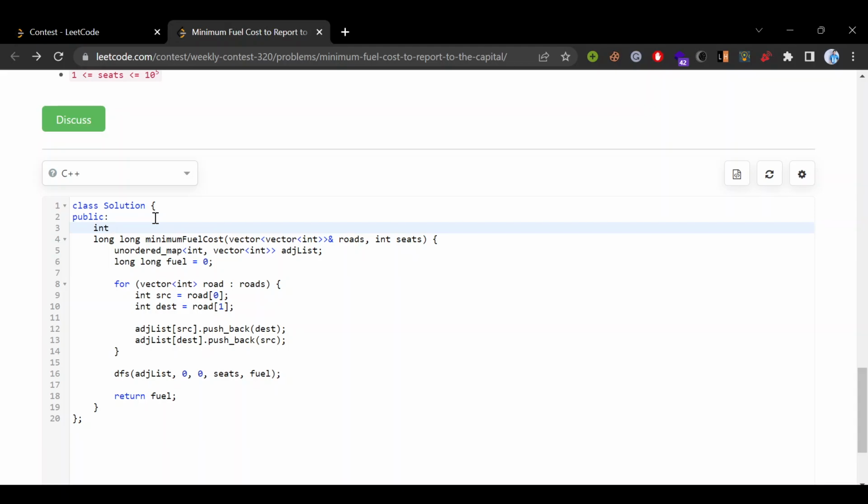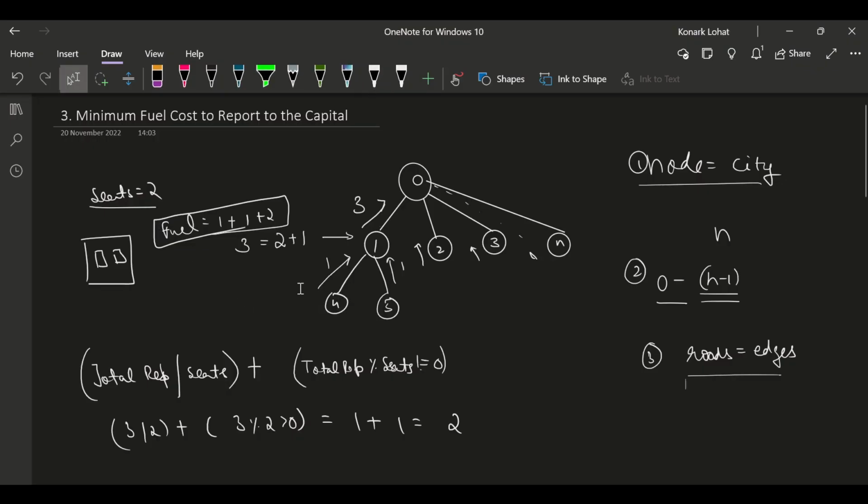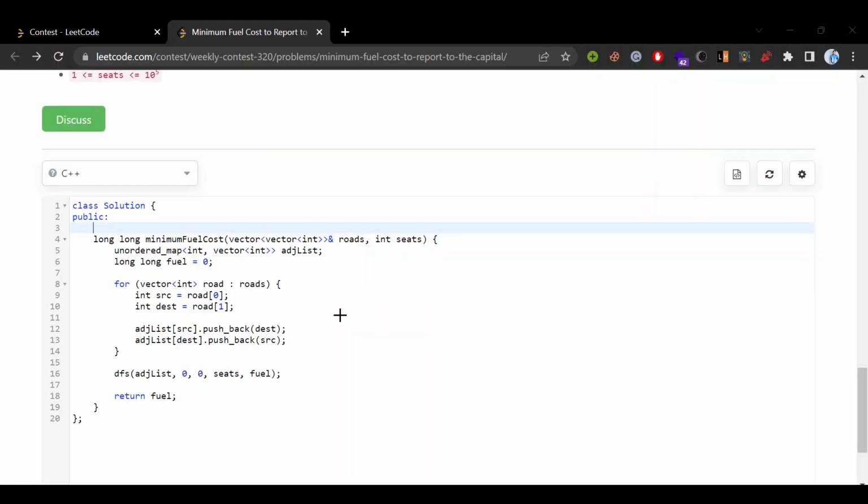So it was a DFS function, and as I've told you earlier, for every node we are basically returning the number of people that are incoming to that node, right? So it has to be an int DFS function because it's returning the number of people. First we have an unordered map of int to vector, and a reference of adjacency list. Another thing is int node, the current node, and the previous node, and then the seats variable, and then the fuel.